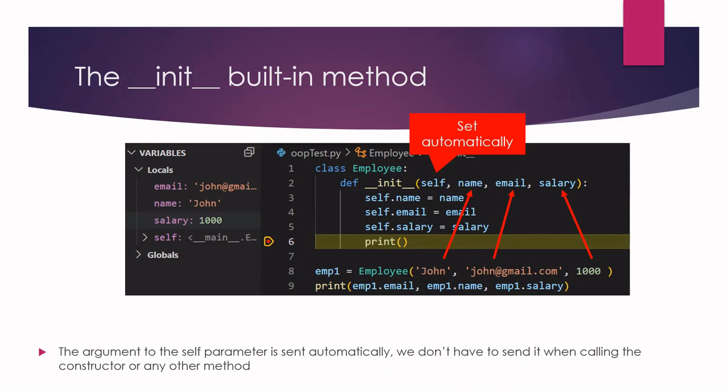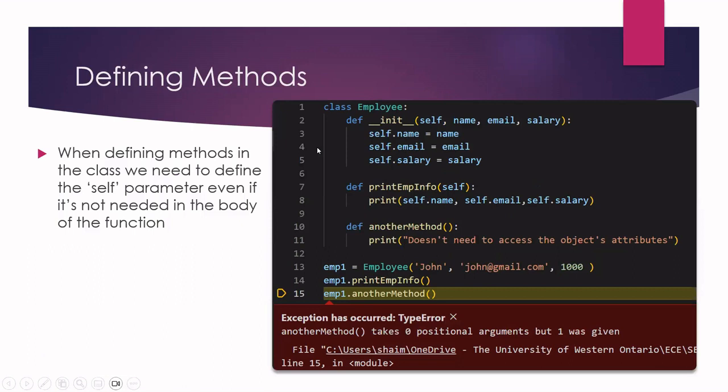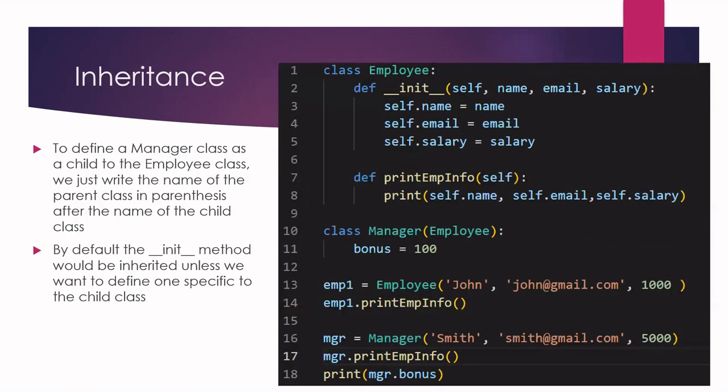Okay. Now the next concept that we will cover here. So we learned how defining methods works, and every method, not just init, must have at least a self parameter, even if we don't need a reference to the object members. Okay. Now we want to talk about inheritance.